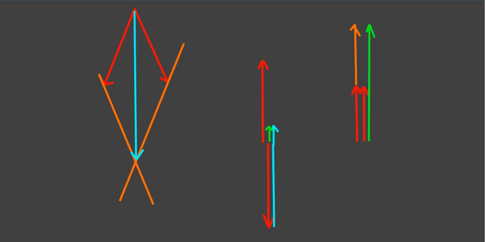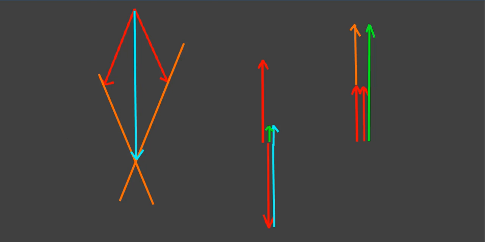So now we know how to add forces if they are parallel, anti-parallel, and in any other angle to each other. If they're parallel or anti-parallel, we subtract or add them. And if they're at any other angle, we use our parallelograms or our rhomboids.